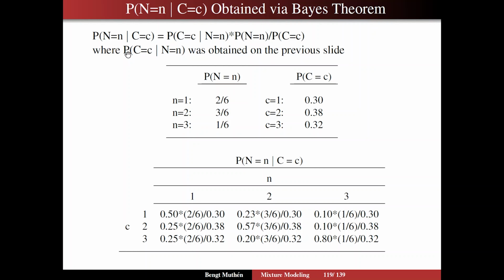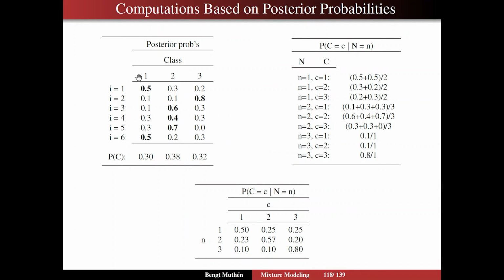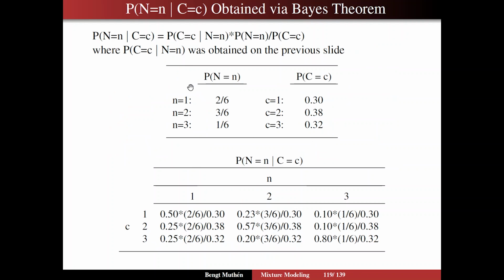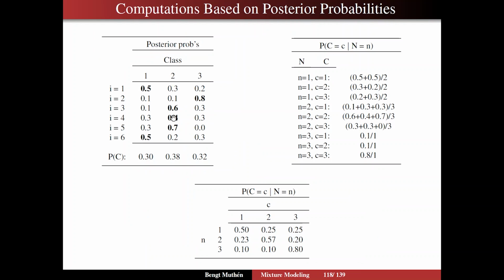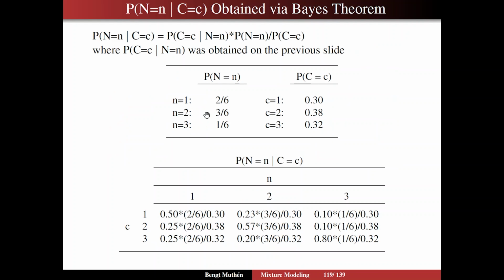So we already computed c given n. So now we need to figure out what probability of n and probability of c are. Probability of n equals 1 through 3 here. Well, that's fairly easy to get. If you go back one slide, probability of n being 1 is, you have the 0.5 and 0.5 here. So you have 2 of them being 1, so 2 out of 6. And for here we have 3 out of 6, and then 1 out of 6. So that's easy to compute.